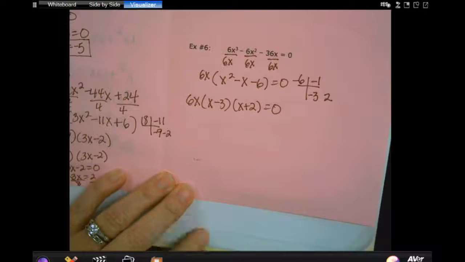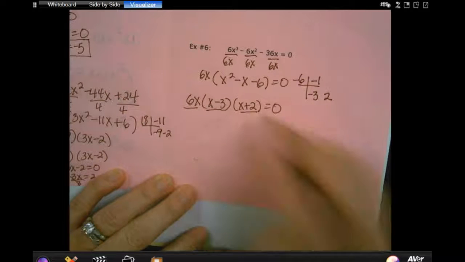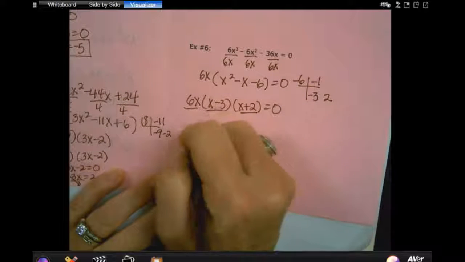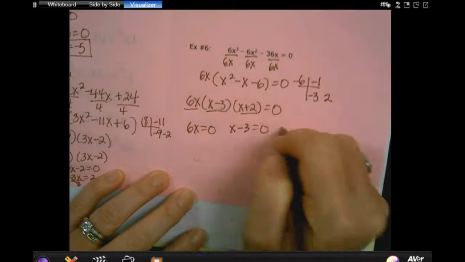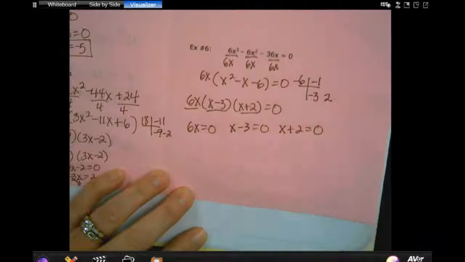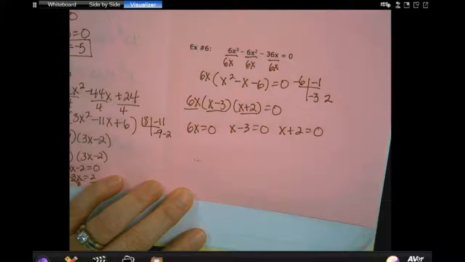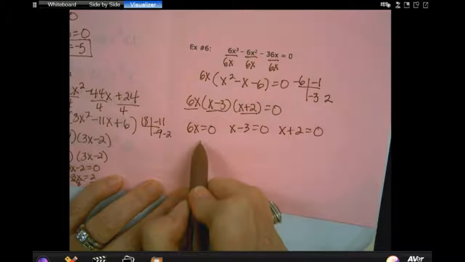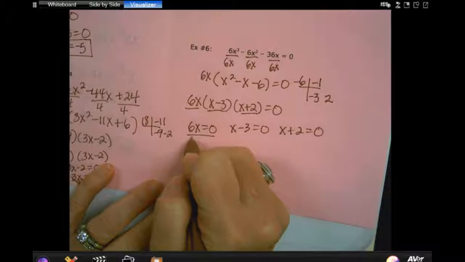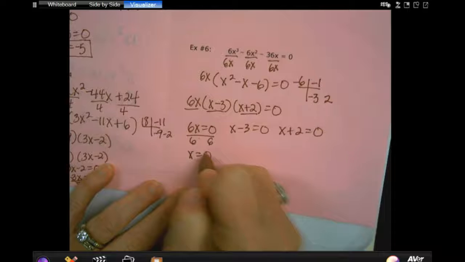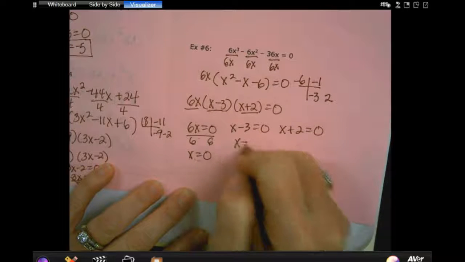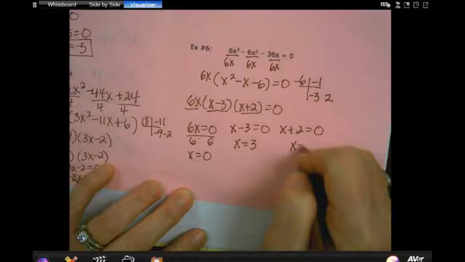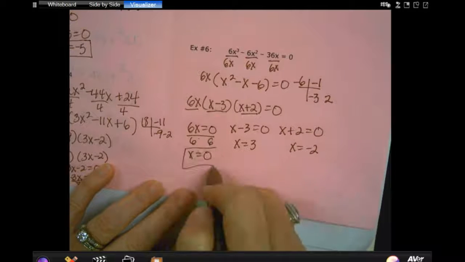So again, you have to set all 3 of them equal to 0, just like we've been doing. So I get 6x equals 0, x minus 3 equals 0, and x plus 2 equals 0. So this time, I do have a variable here, don't I? So if I divide by 6, I get x is 0, and that's an answer this time, so you don't want to miss that one. And this one is 3, and this one's negative 2.